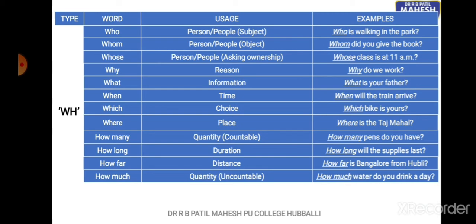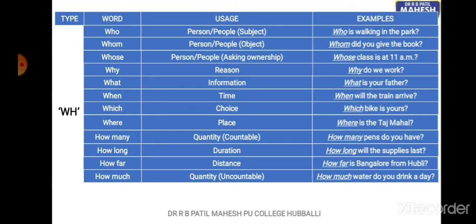Usage is, as how many is usage, that is quantity. But here, how much is used with uncountable nouns, in order to seek information about uncountable nouns. So how much water do you drink a day? When it comes to quantity, uncountable, it can be measured but it cannot be counted.